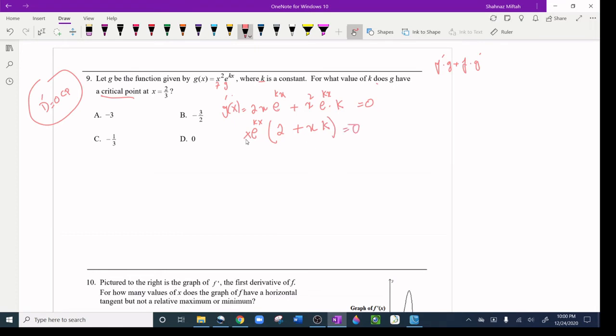equals 0. So make this equal 0, and I have to plug in into g prime x. I have to plug in 2/3. So g prime of 2/3: I got 2/3 for x, e to the k times 2/3, and again 2 plus 2/3 k equals 0.